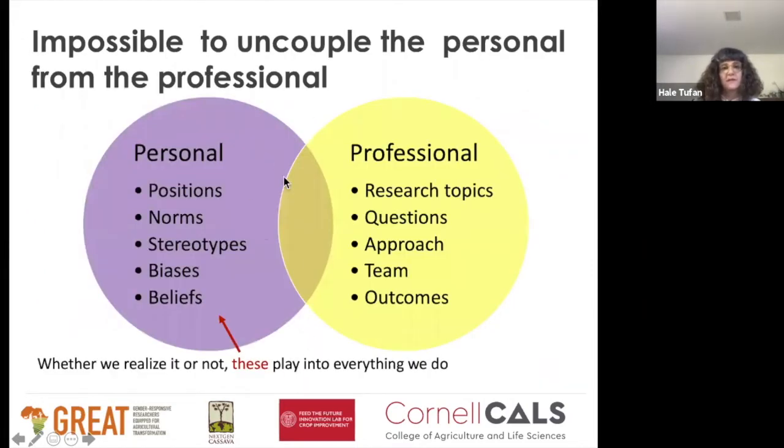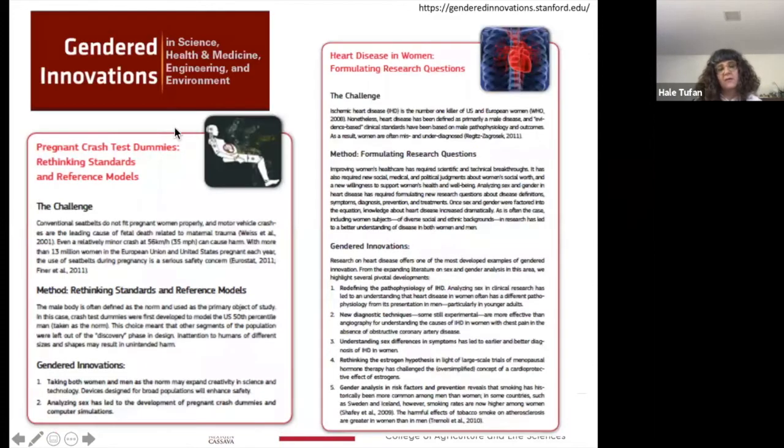What that means, and I think it's really important for us to realize, is that we all personally carry these positions, norms, stereotypes, biases, and beliefs, and these really play into everything that we do: the research topics we choose, the questions we ask, our approaches, the teams that we put together, and actually the outcomes from that research as well. And that's really important, as I'll show on the next slide, because if you have a critical mass of individuals with similar norms, stereotypes, biases, or beliefs, that can actually shift a field in a certain direction and make it more exclusionary. An example of that is the work of Londa Schiebinger at Stanford University.